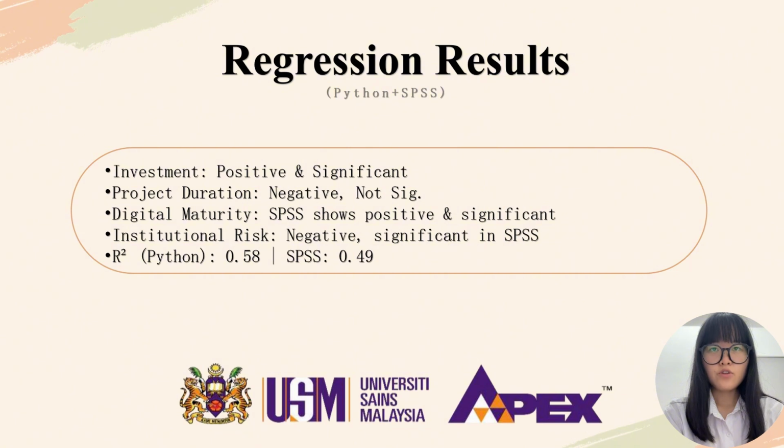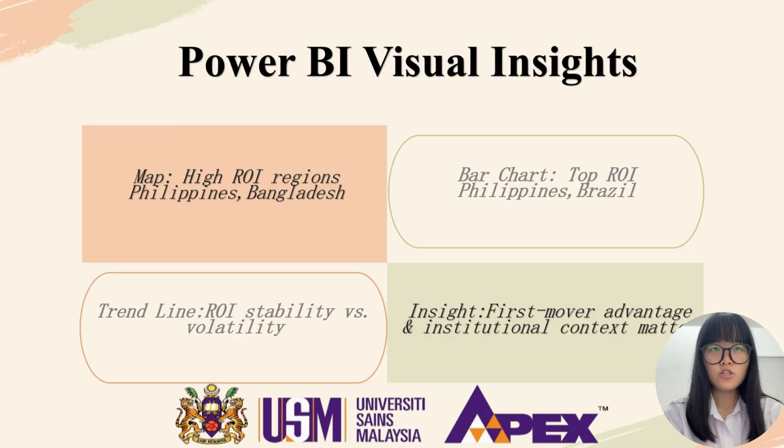First, an ROI geographic map, showing high ROI in the Philippines, Bangladesh, Brazil, and Nigeria. Second, a country comparison chart, where the Philippines and Bangladesh rank highest. And third, ROI time trends, which identified volatility in Bangladesh and steady growth in the Philippines. These visuals allow dynamic exploration of regional performance and investment strategies.